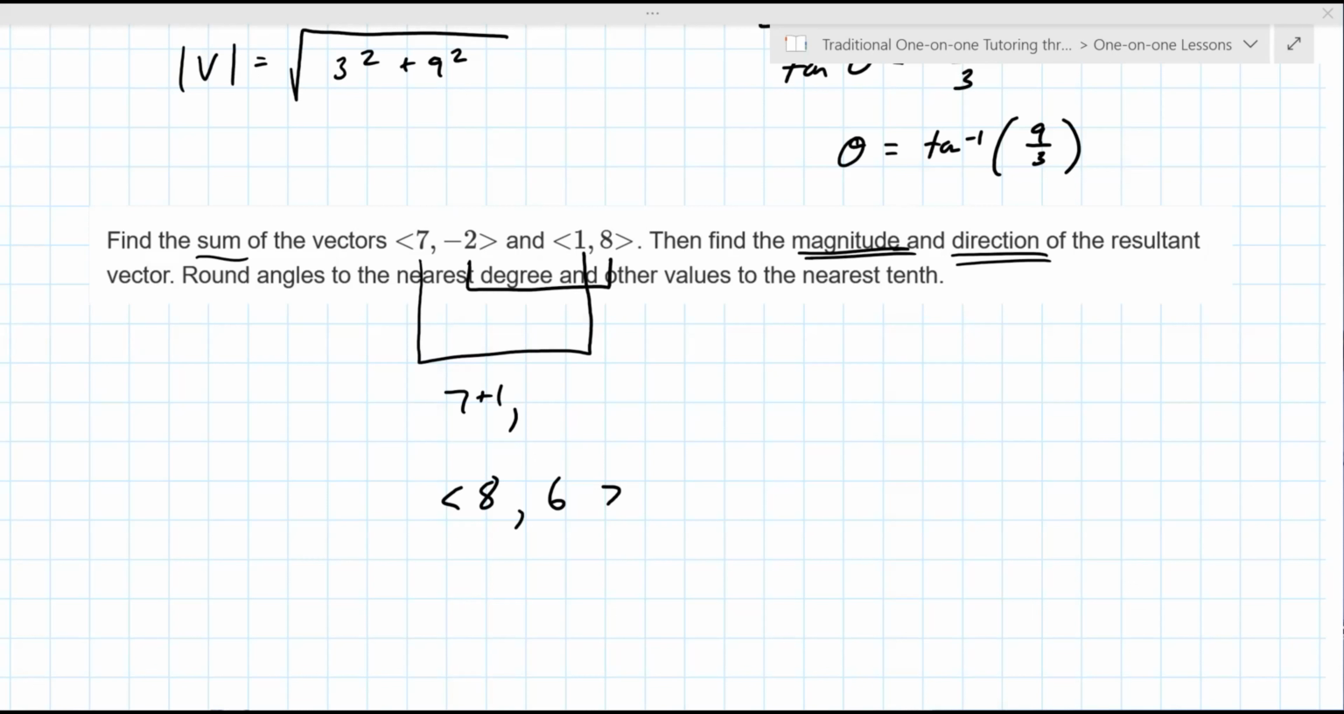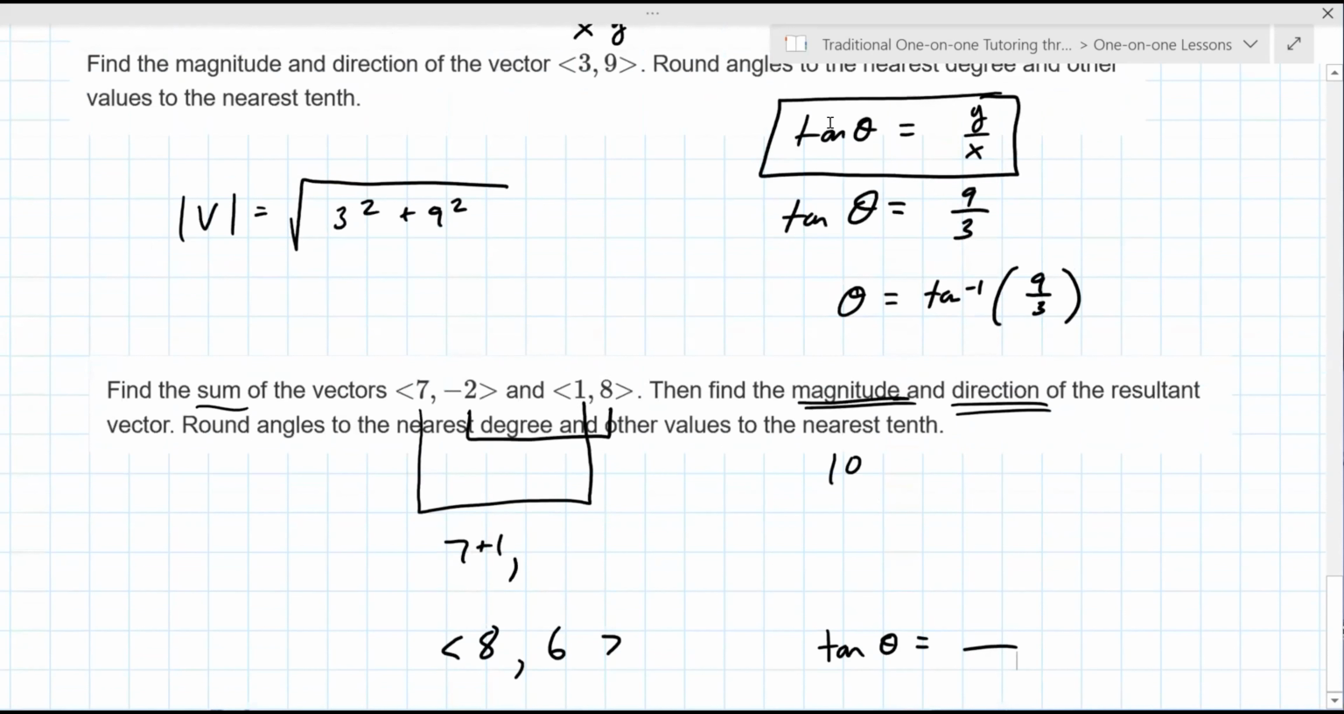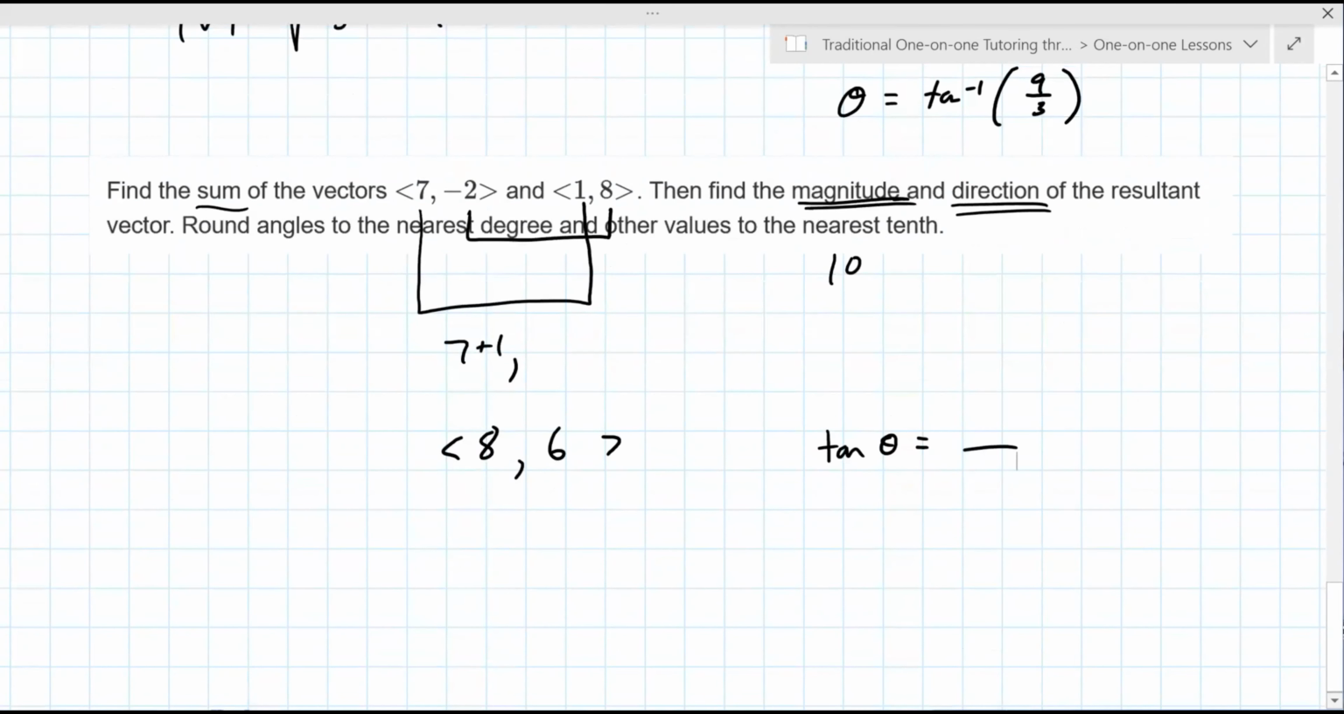Okay. I have my answers. What is the magnitude? 10. Okay, and the direction? 53.1. Tell me your equation. Tangent of theta equals what over what? 8 over 6. What's the equation of what am I pointing to up here? y over x. Okay, so which is x and which is y? Oh, it would be 6 over 8.